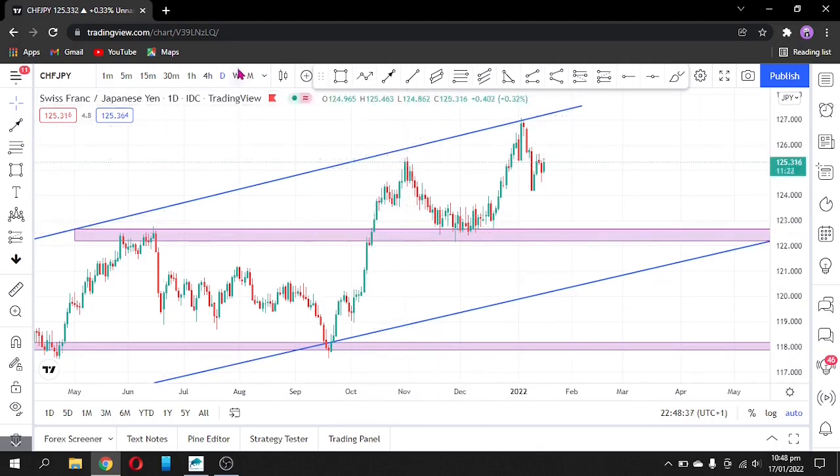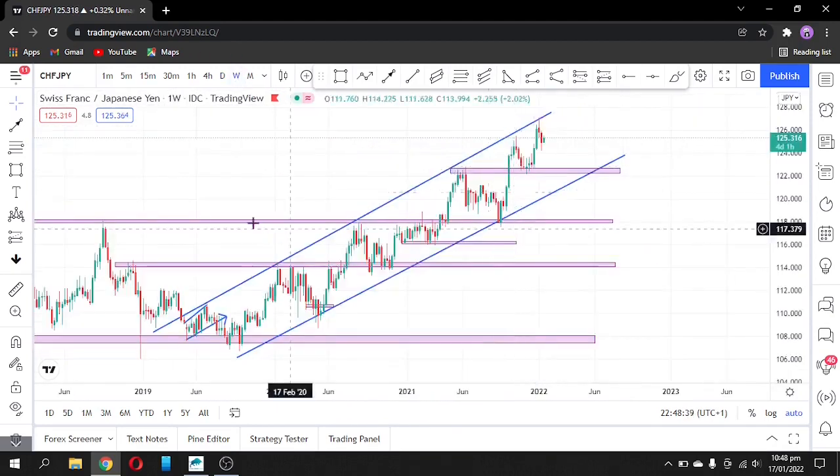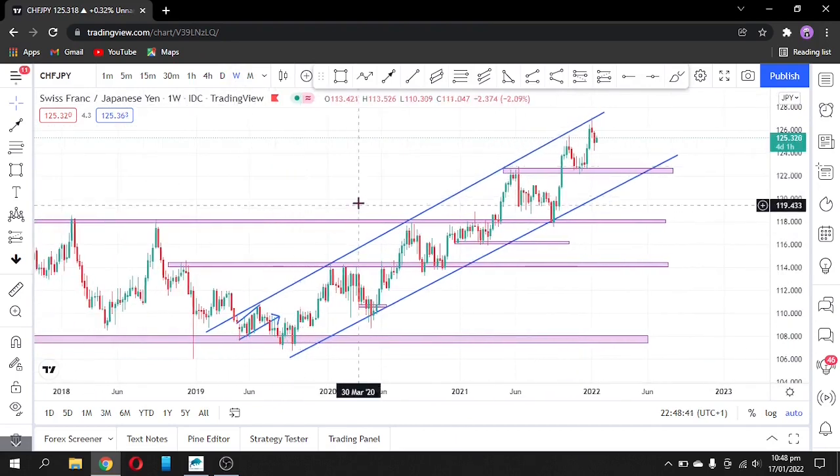So this is how you get to use the high time frame and the low time frame to get trade opportunities, using your chart patterns, your candlestick reversal patterns, your support and resistance and trend lines. They are all very, very important as a price action trader.